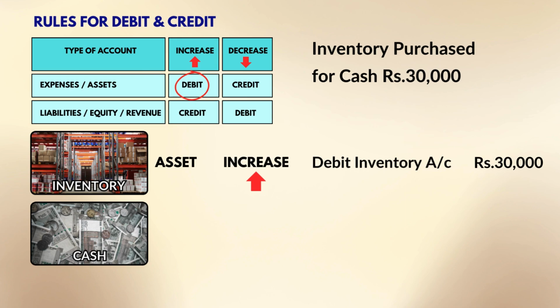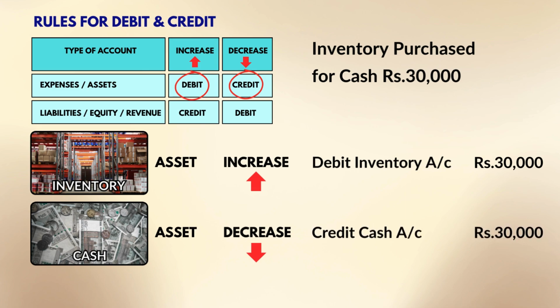As the payment is made in cash, there will be a decrease in the cash balance, which is also an asset. As per the rule, we need to credit an asset account if there is a decrease. Thus, in this case, cash account will be credited by rupees 30,000. Hope this is clear and very easy to understand.